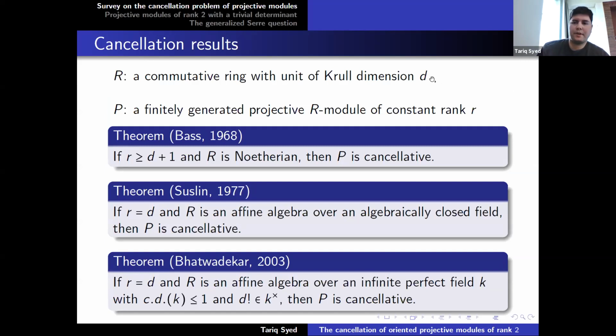So now we have a commutative ring again with unit as always, and now it's of Krull dimension D. D will denote the dimension. And P will be a finitely generated projective R-module as usual, now of constant rank r. And then basically if the rank is big enough compared to the dimension of the ring, then P is cancellative. So Bass proved in 1968 that if r is at least D+1, then P is cancellative, by introducing his stable range conditions and so on.